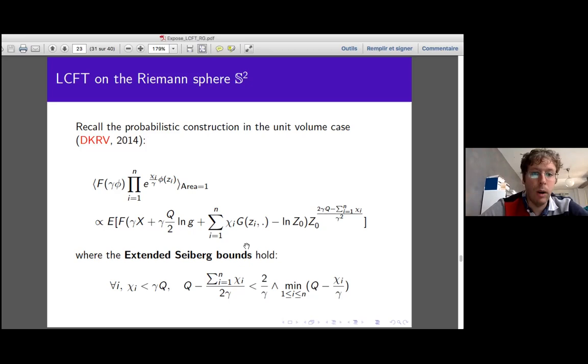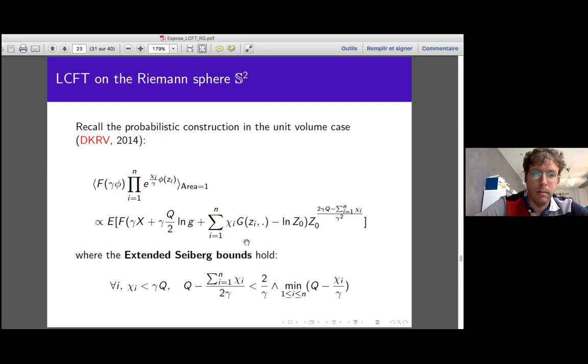And what are the extended Seiberg bounds? It's this condition here. Remember, Q is gamma over 2 plus 2 over gamma. If my chi_i satisfy this condition, that Q minus the sum of my chi_i over 2 gamma is smaller than 2 over gamma, and the minimum of all the Q minus chi_i over gamma, then you can see that this Z_0 variable to this power exists, it's finite. So I can reweight the total space by this term, and the law of the Liouville field conditioned to have total area one is a well-defined object.